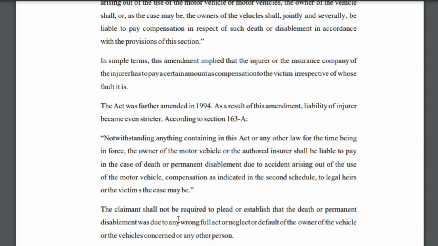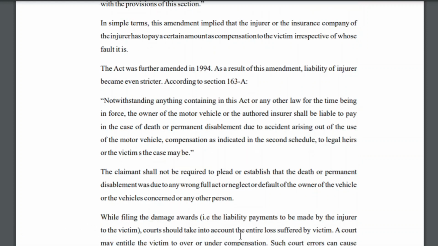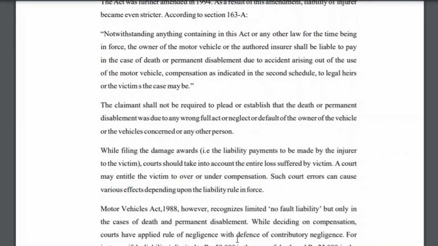So here the claimant shall not be required to plead or establish that the death or permanent disablement was due to any wrongful act, negligence or default of the owner of the vehicle or the vehicles concerned or any other person. This is a very forward-looking effect. Under this Motor Vehicles Act of 1988, which recognizes limited no-fault liability but only in case of death and permanent disablement, this concept has been adopted.